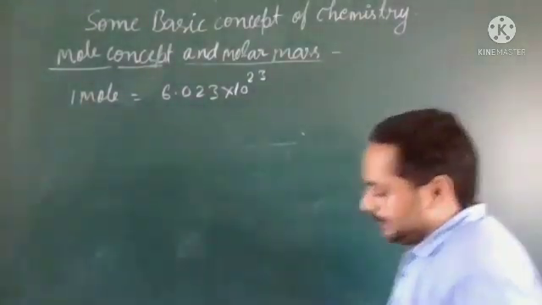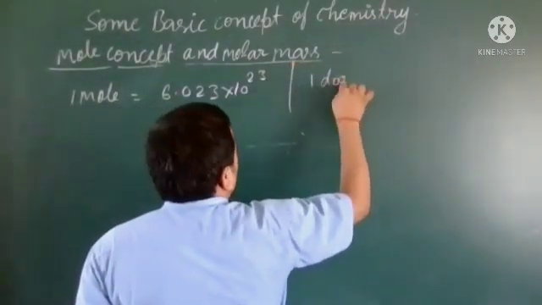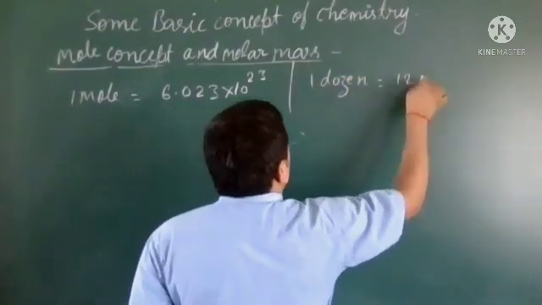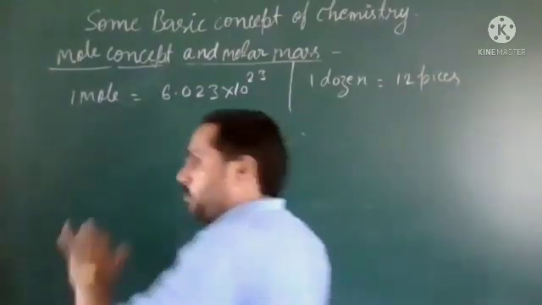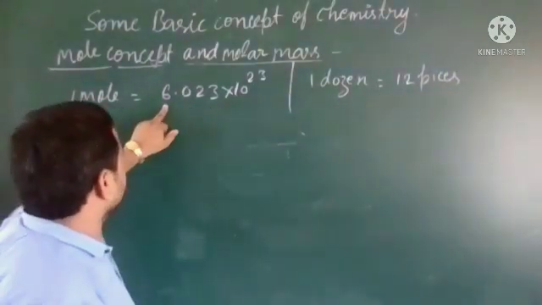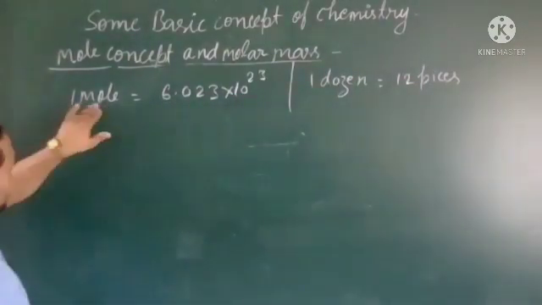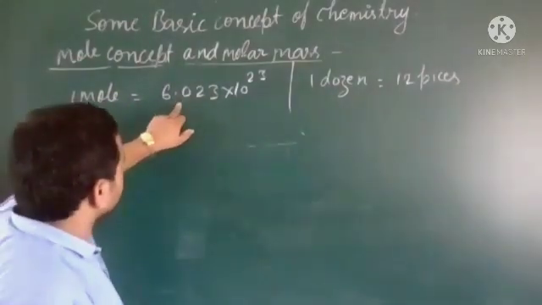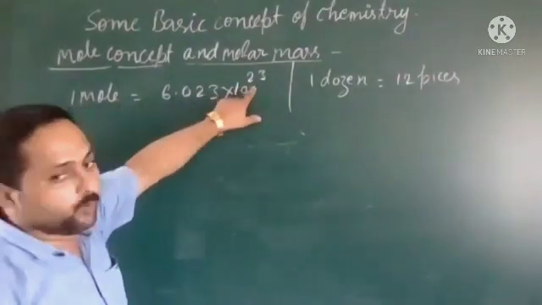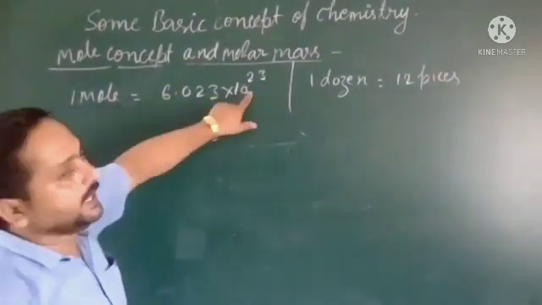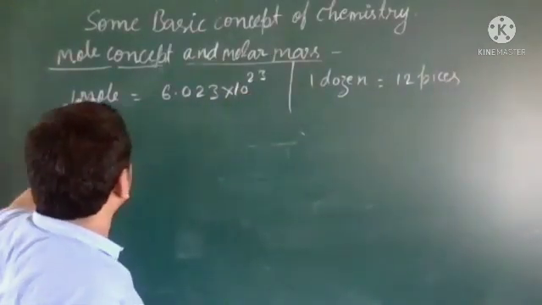Like this, if I have another example, if I write 1 dozen, it equals 12 pieces. So the 1 mole value is also equal to 6.023 × 10^23. If I write 1 mole of atoms, that will be 6.023 × 10^23 atoms. If I write molecules, that will be molecules. If ions, that will be ions. So this is the numerical value: 1 mole equals a numerical value.